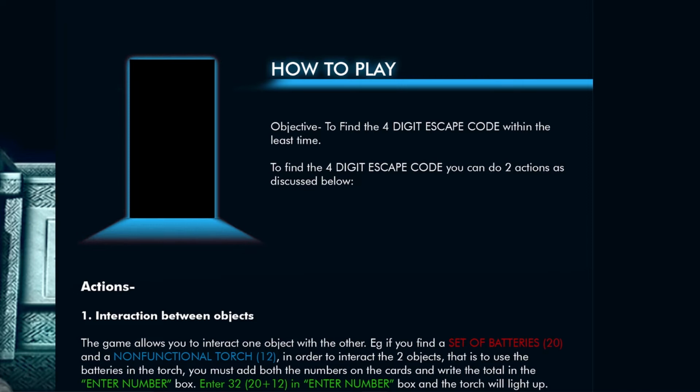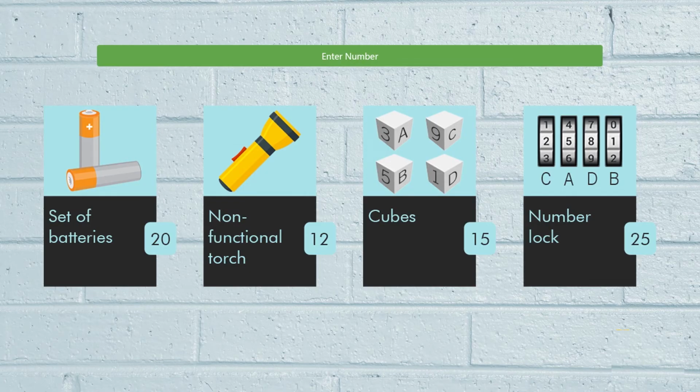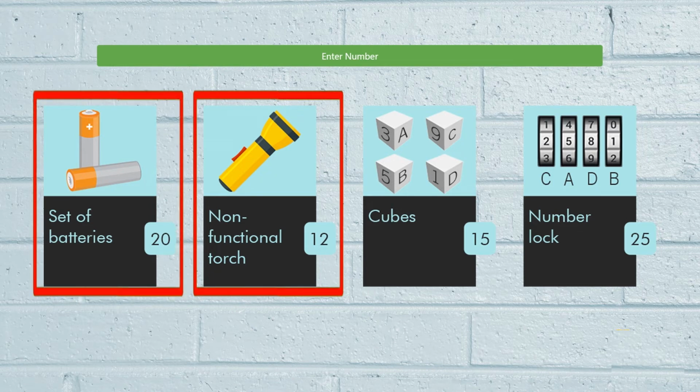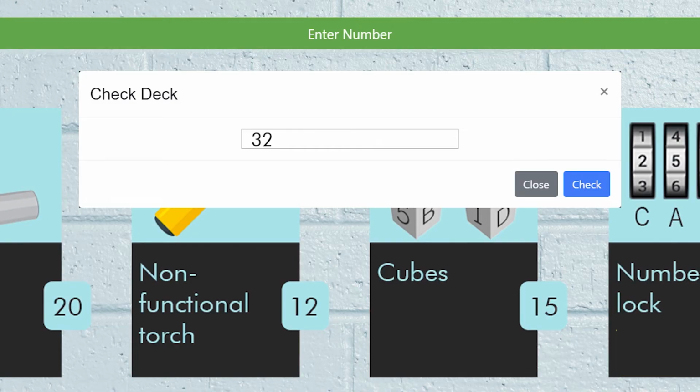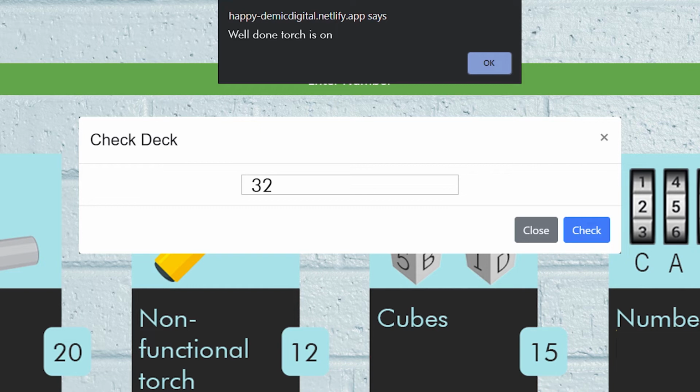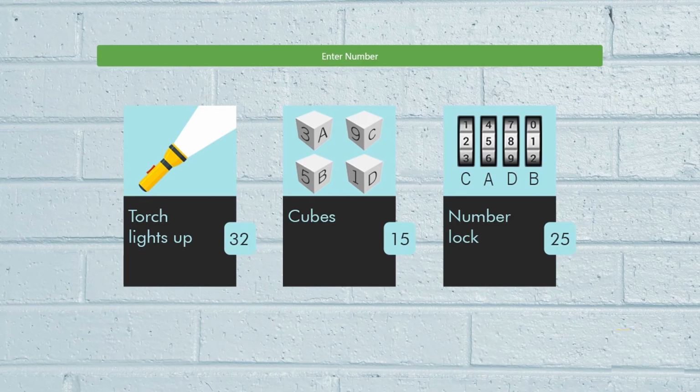First, during the game, you will come across different objects. Every object will have a number and a description associated to it. As an action, you can interact with two or more objects. For example, if you come across a non-functioning torch and a set of batteries, if you want to interact these two objects, that is, put the battery in the torch, you need to add their respective numbers and enter the total in the enter number box. If your interaction and the input number is correct, you will see the result of your interaction. For instance, the torch lights up in this example.